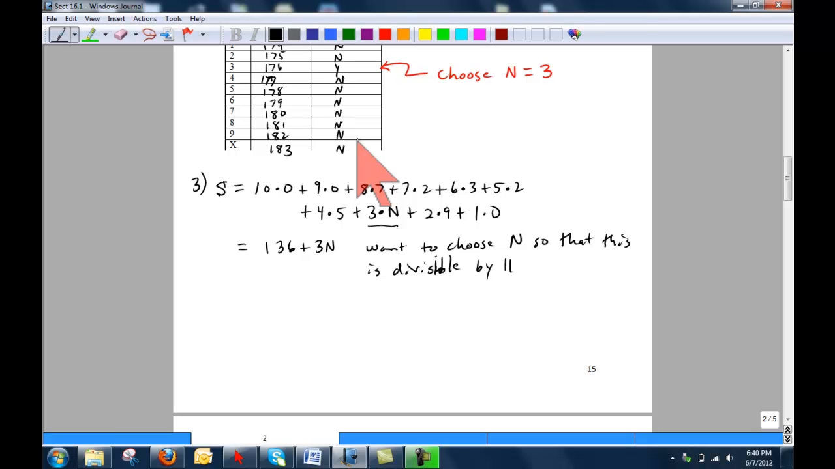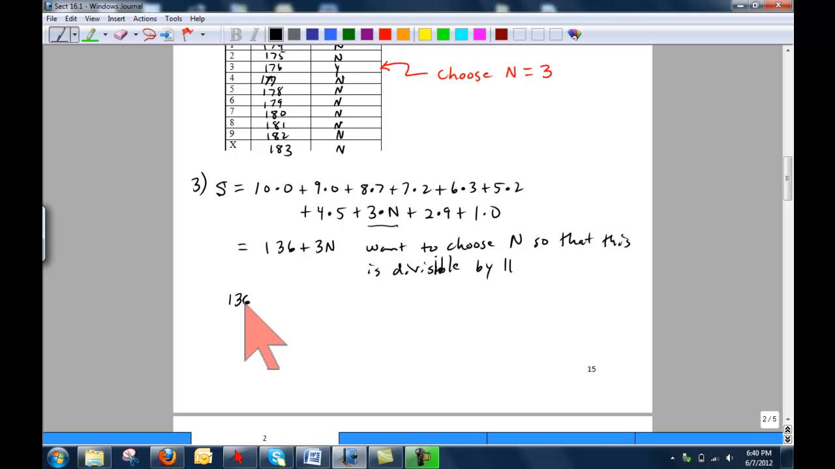Here's another way. I'm not sure it's any easier or any shorter, but let me show it to you and then you can take your pick as to which you prefer. Notice that n is greater than or equal to 0, and so 136 plus 3n is going to be greater than or equal to 136.